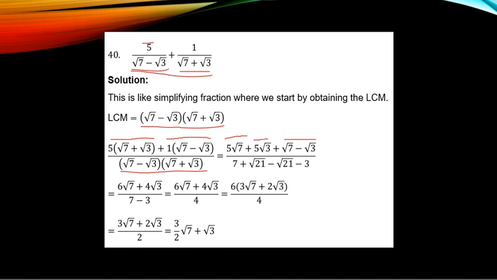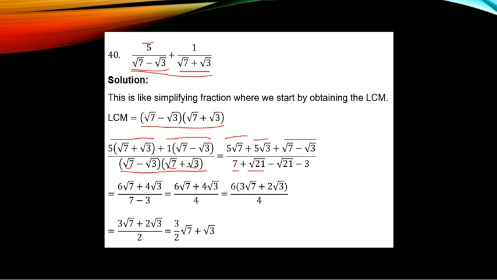If 1 opens a bracket, since 1 is positive, it has no effect in the bracket. Then the denominator, root 7 times root 7 is 7. Root 7 times plus root 3 is plus root 21.